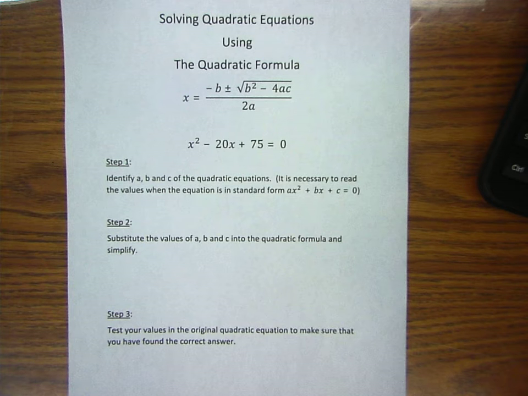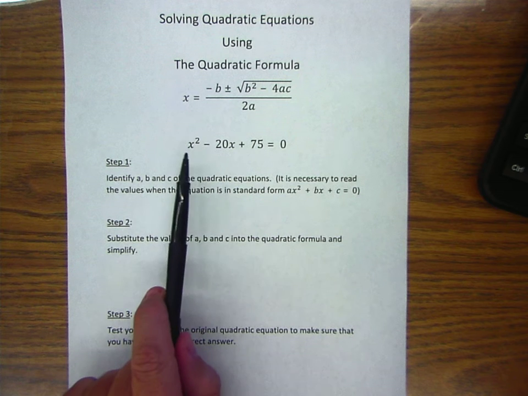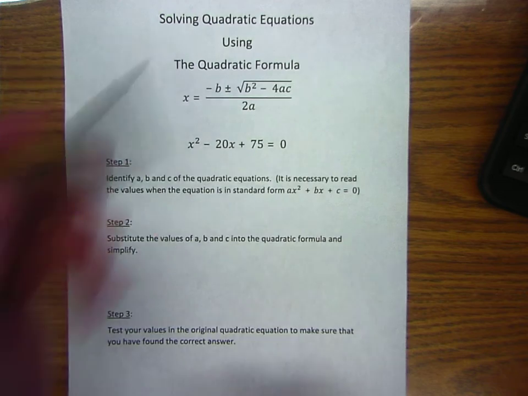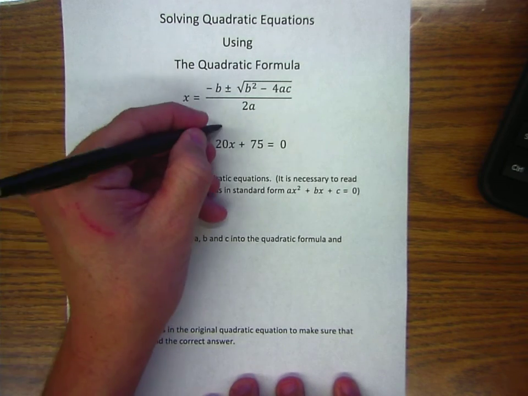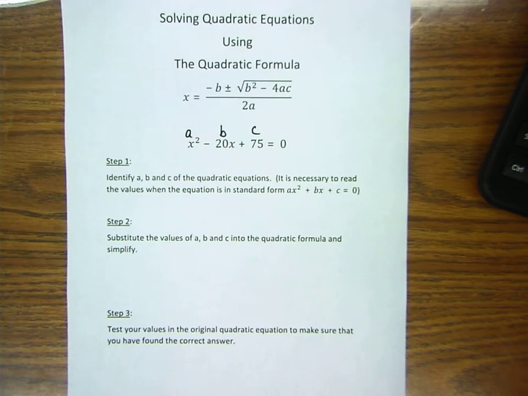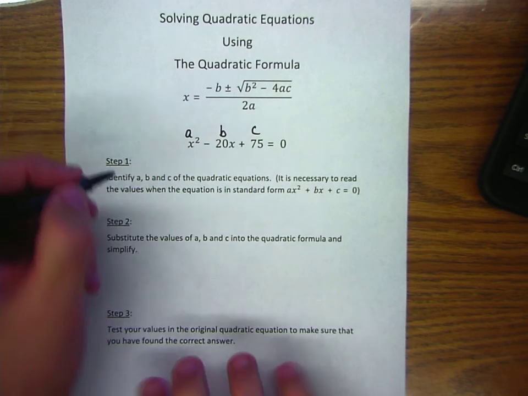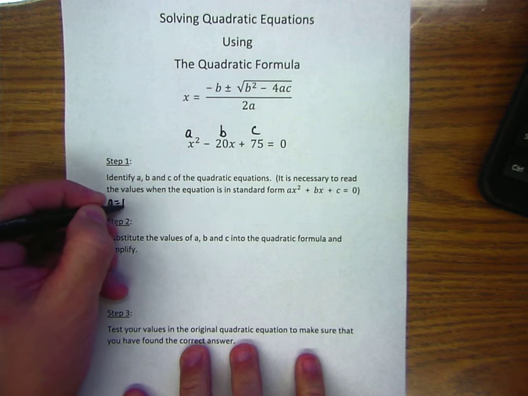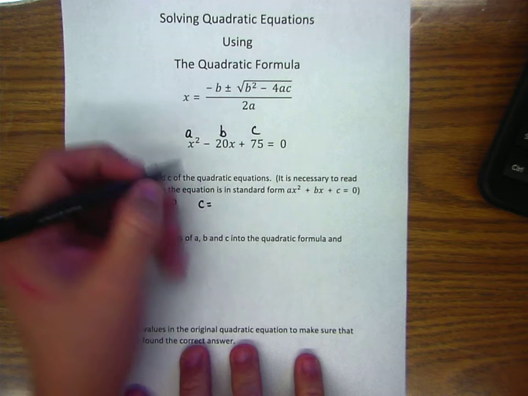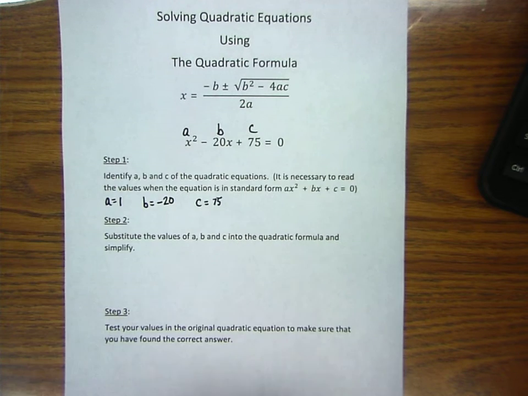Okay, we're going to start with step 1, and we're going to have to identify the values of a, b, and c of the quadratic equation. You read those values from a standard format equation, ax squared plus bx plus c is equal to 0. That's in standard form, and you'll find the a in front of the x squared, the b in front of the x to the first power, and the c is the constant there at the end. In this case, the a value of this equation is equal to 1. The b value of this equation is negative 20, and the c value of this equation is positive 75.